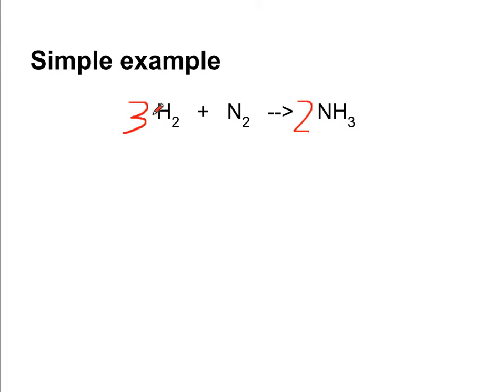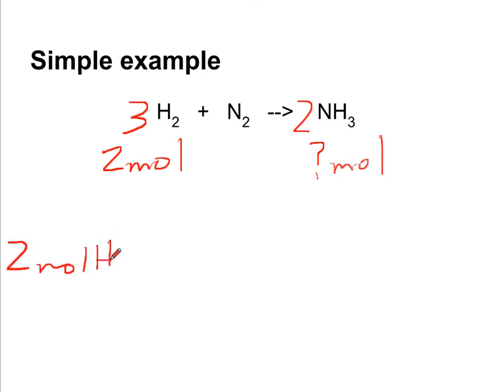Now let's assume the question said you're given 2 moles of hydrogen. How many moles of NH3 can be formed from that? So we're starting with 2 moles, trying to find the moles of NH3 that can be formed. In any stoichiometry calculation, you have to be given some value to start with, so that's what we're going to start with writing down: 2 moles of H2.